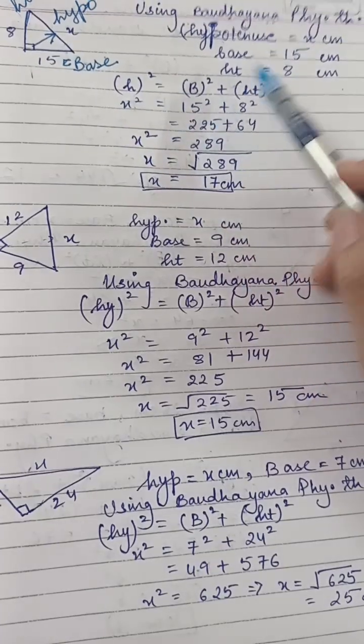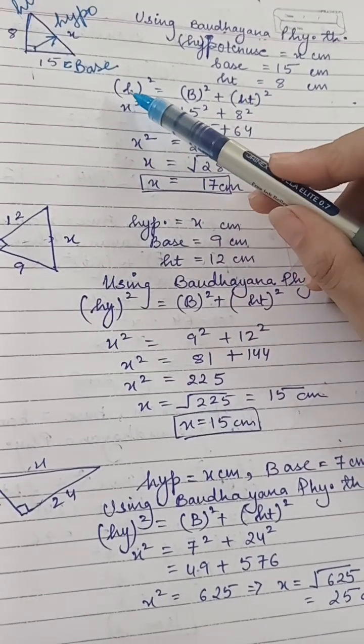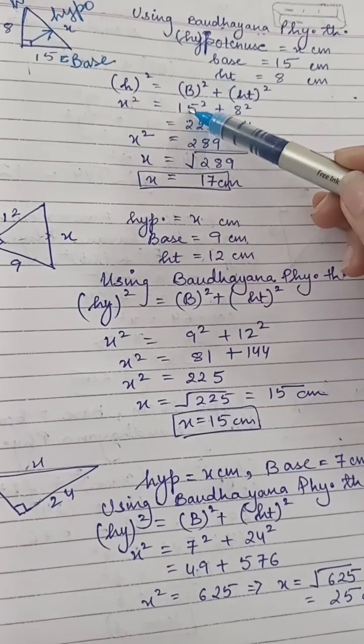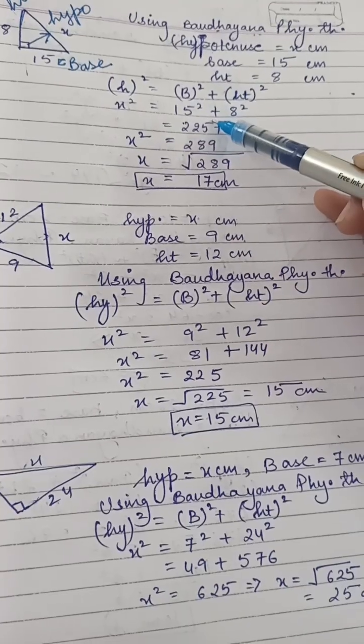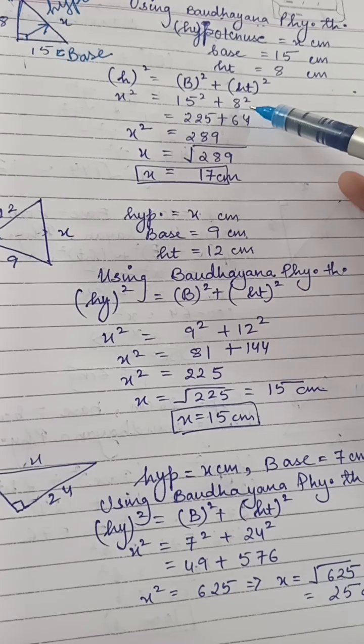Hypotenuse square equals base square plus height square. Substitute the values. What is the value of hypotenuse? x square. What is the value of base? 15. So 15 square, plus will be as it is, and in place of height you put the value 8, that is 8 square.